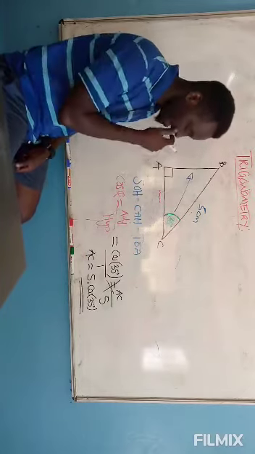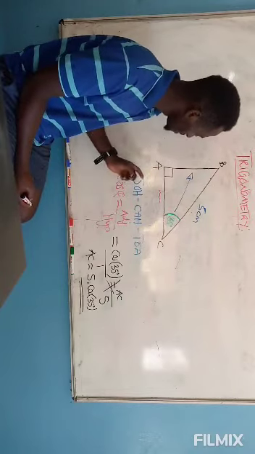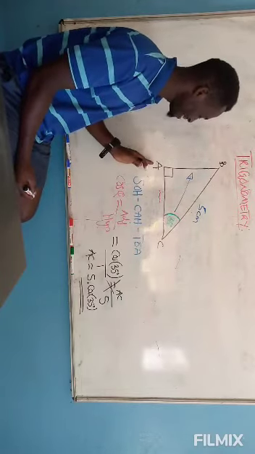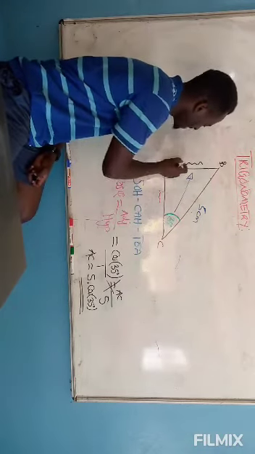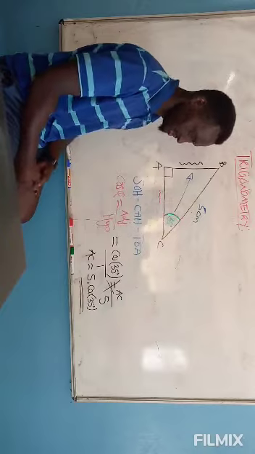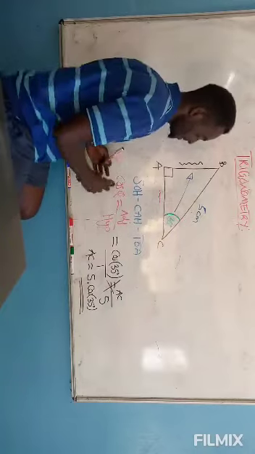The other side is side AB, meaning I have to calculate for that side. Now, if you can allow me, I can grab.